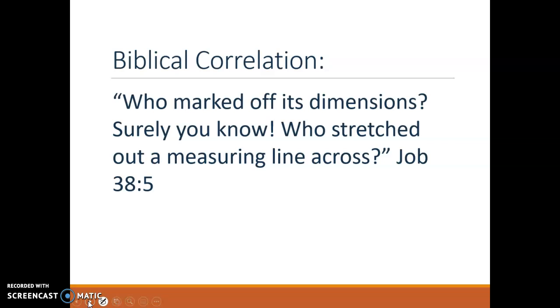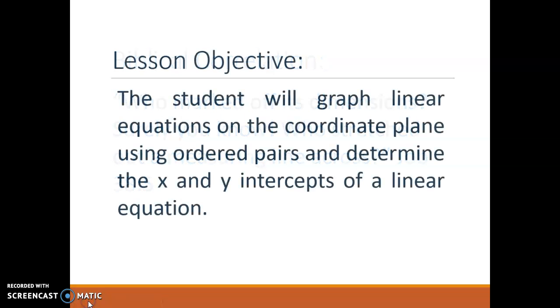Our biblical correlation for this unit comes from Job 38:5, which says, "Who marked off its dimensions? Surely you know. Who stretched out a measuring line across?" We know that this is in a part where God is answering Job after Job has been asking God all of these questions, and he's saying, "Who are you, O man, to question me? Who did all this?" And we see that God makes a mention of marking off the dimensions of heaven and marking off the dimensions of earth. And this just gives us further evidence that our God is a God who created math for us to use. He is the creator of math and measurement, and it is for us to use as part of his creation.